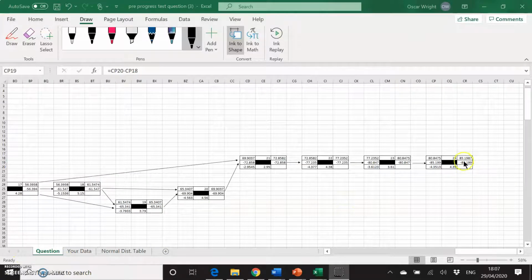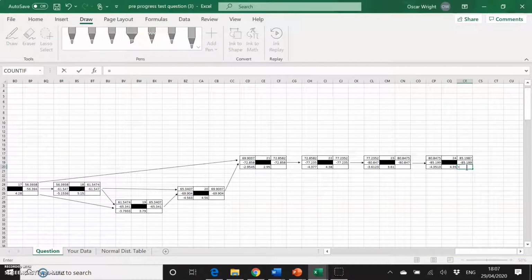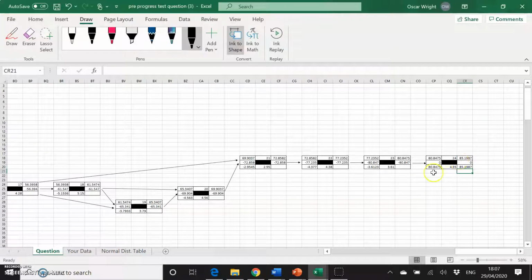Right, so now that we have the earliest possible finish, it's also the last step, so we know that must also equal the late finish, and the early finish must be the same for the last step. Then we proceed going backwards this time to calculate the late finish and also the late start.